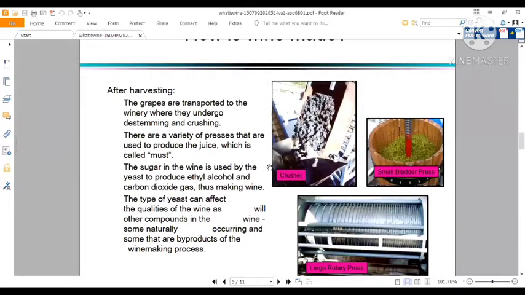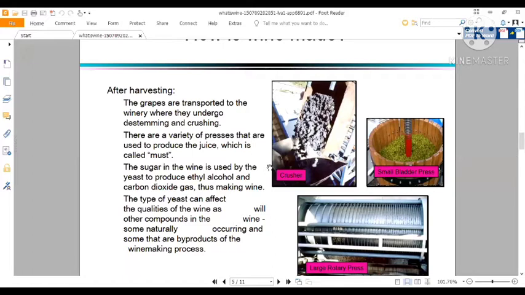Moving to the next slide. After harvesting, the grapes are transported to the winery, where they undergo destemming and crushing. There are a variety of processes used to produce the juice, which is called must. After harvesting, you pick up the grapes and put them into the crusher.